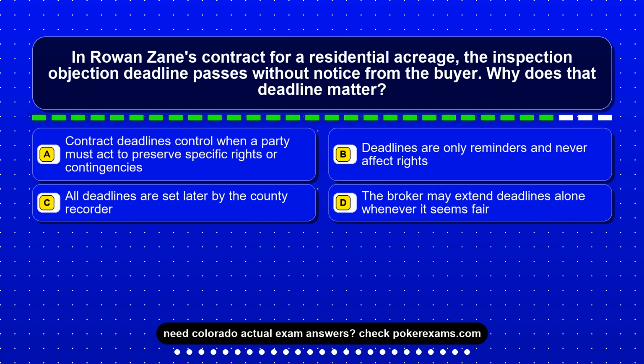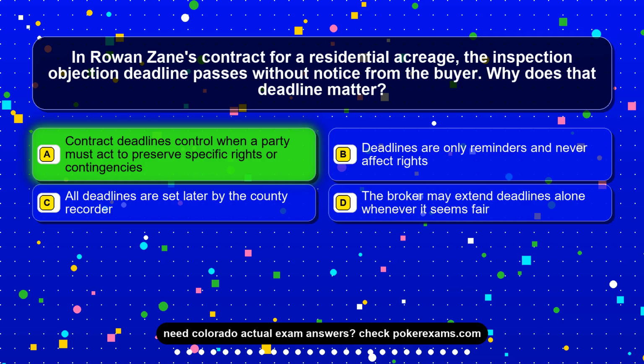Question 14. In Rowan Zane's contract for a residential acreage, the inspection objection deadline passes without notice from the buyer. Why does that deadline matter? Option A. Contract deadlines control when a party must act to preserve specific rights or contingencies. Option B. Deadlines are only reminders and never affect rights. Option C. All deadlines are set later by the county recorder. Option D. The broker may extend deadlines alone whenever it seems fair.